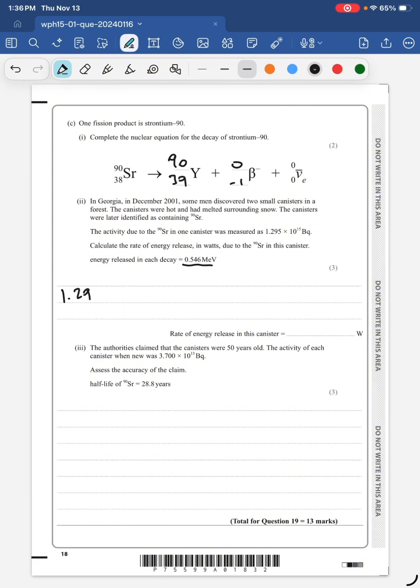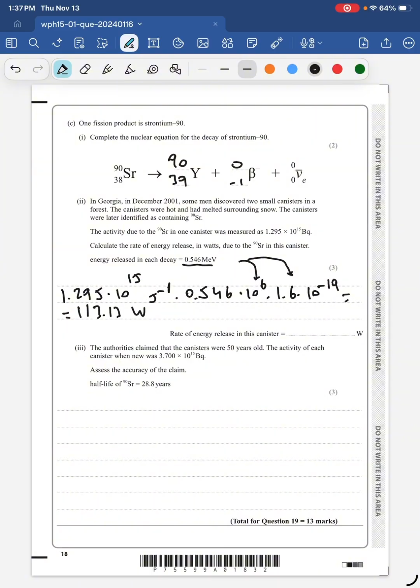So 129.5 times 10 to the 15 seconds to the -1 times 0.546 times 10 to the 6, since this is MeVs, times 1.6 times 10 to the -19, because, okay, we have to convert MeVs to eVs by multiplying with 10 to the 6, and then we have to convert eVs to joules because we are asked to find this quantity in watts. So the answer is 113.13 watts, okay? All right, part 3.